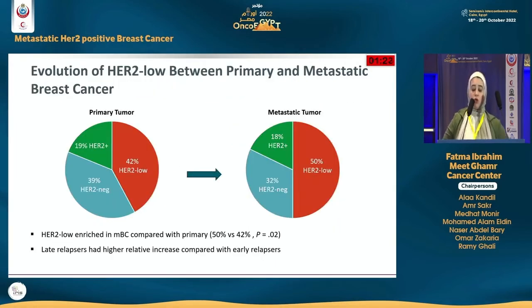Evolution of HER2 low between primary and metastatic breast cancer. HER2 low in metastatic breast cancer was compared with primary, 50% versus 42%. Later relapses had a higher rate of increase compared with early relapsers.